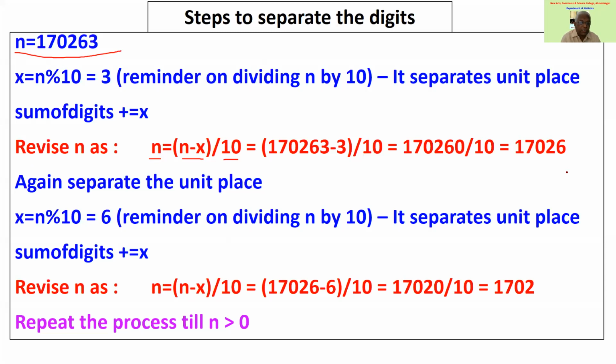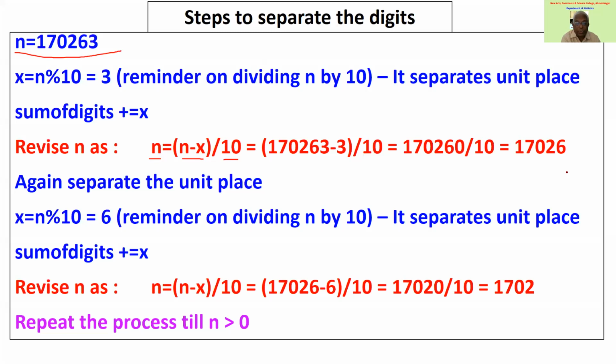The size of the number is reduced. Earlier it was 6-digit, now it is 5-digit. So n percent 10 will give me 6, the remainder on dividing n by 10. So it is separating the unit place. So sum of the digit will be sum of the digit plus x. Again, revise n. n is equal to n minus x by 10, which is 17,026 minus 6 upon 10, which is 17,020 divided by 10, which is 1,702. Now it is a 4-digit number.